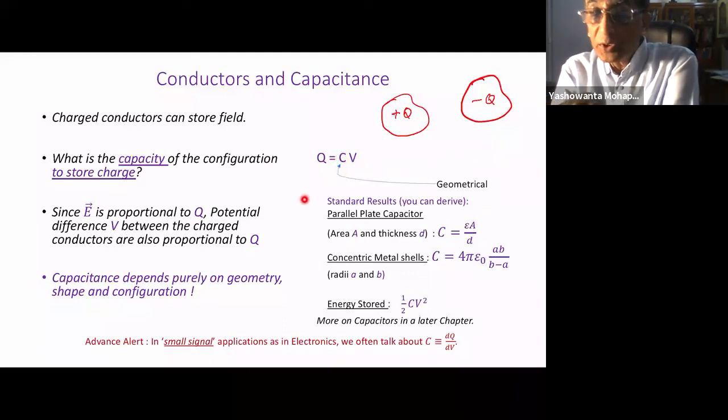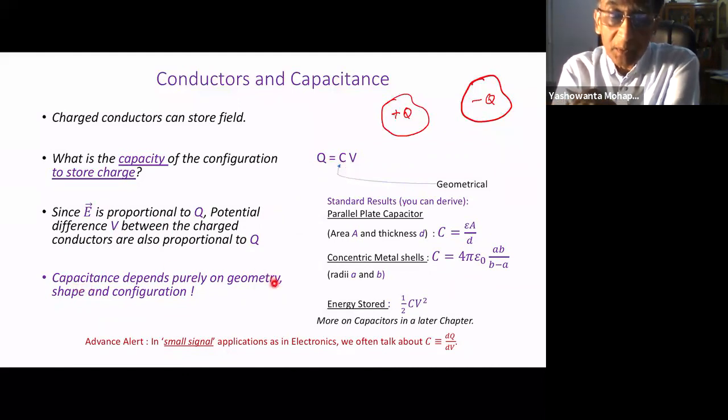You have done this earlier, so I'll go through it quickly. We define Q equals CV. So capacitance depends purely on geometry, as you know already, so I am not going to repeat that. The parallel plate capacitor of area A and thickness D is simply given by epsilon naught A by D for vacuum. In one chapter later, we will take a dielectric also, epsilon A by D in general. For example, one could have concentric metallic shells. Then, of course, it is 4 pi epsilon naught over (1/a minus 1/b), with radii a and b, where b is the larger one.